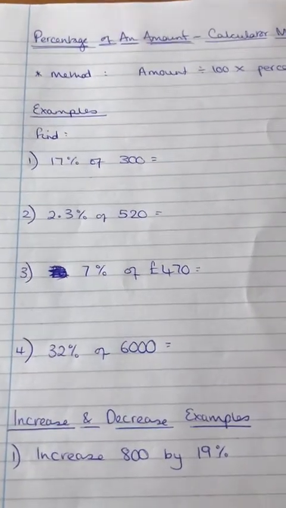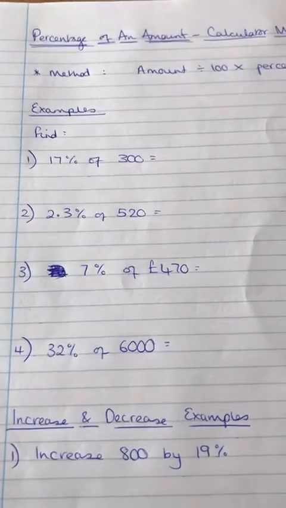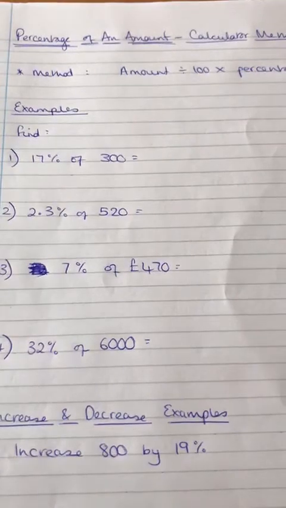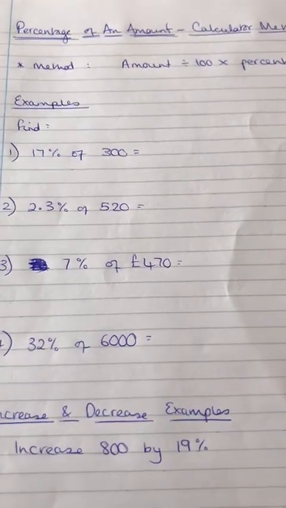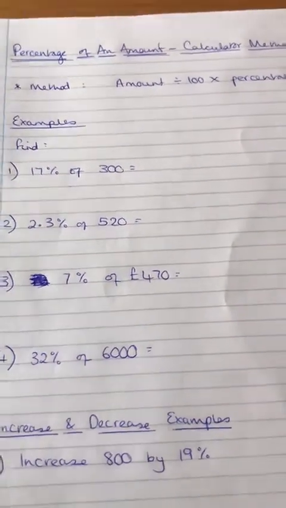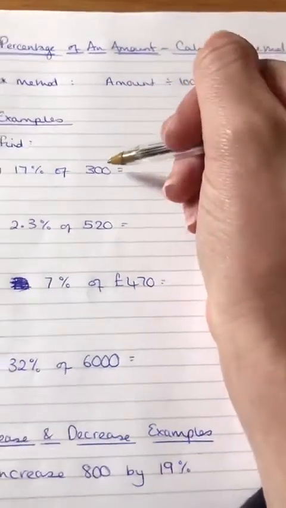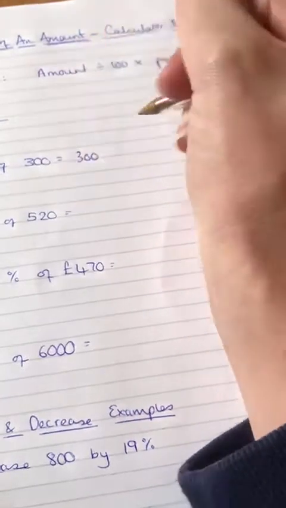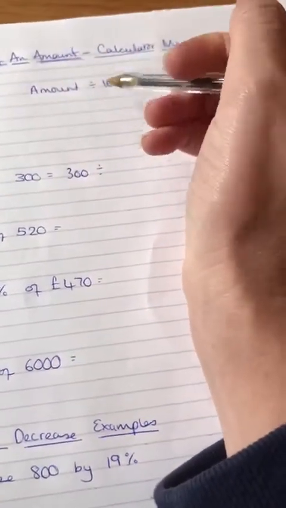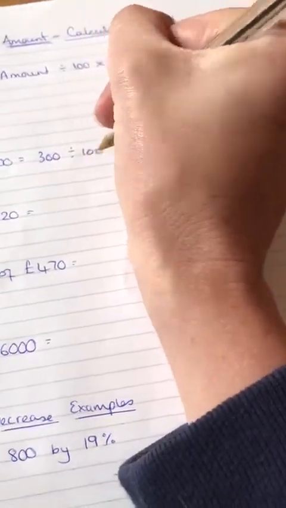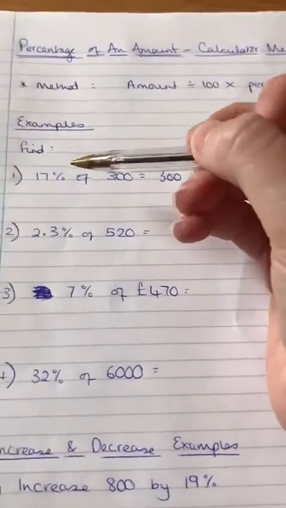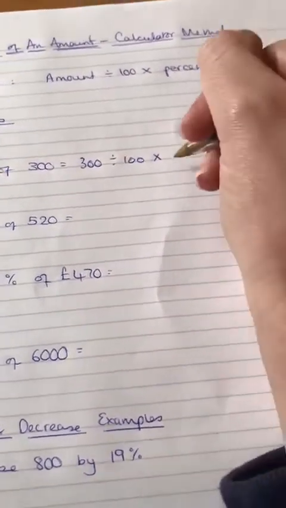On the first one, you've been asked to find 17% of 300. Now, even though we are using a calculator, we always encourage you to still show your workings to get those method marks. So in this question, I'm going to take 300, which is my amount. I'm going to divide by 100. That's the part that's always the same. And then I'm going to times by the percentage I've been asked to find, which in this case is 17.